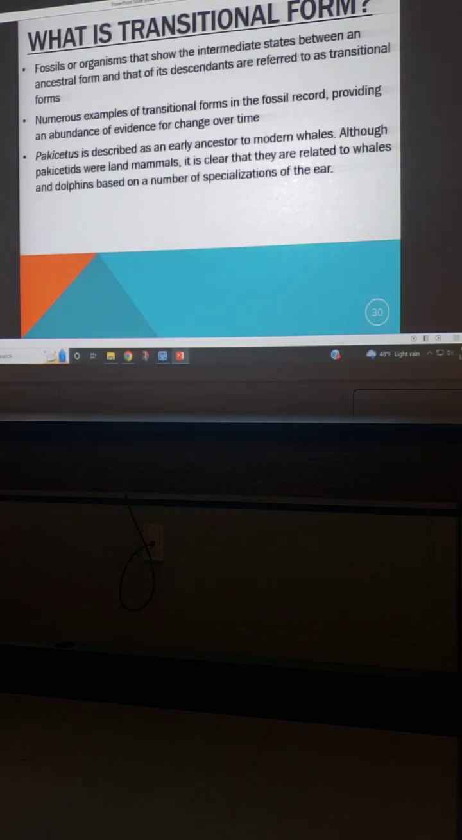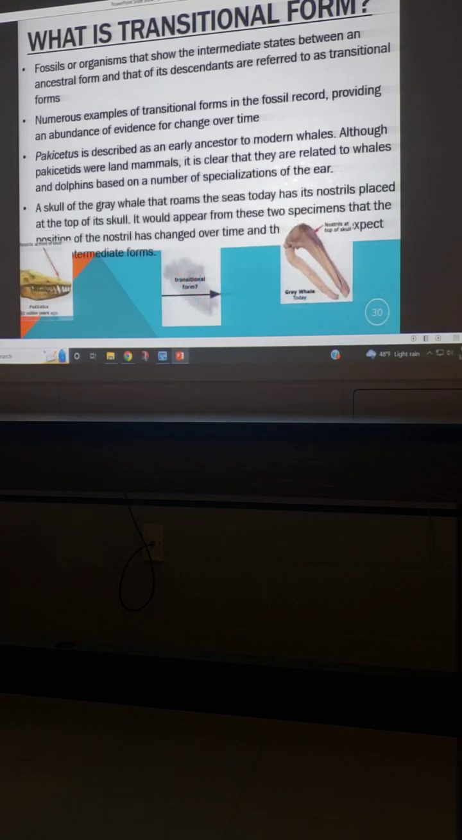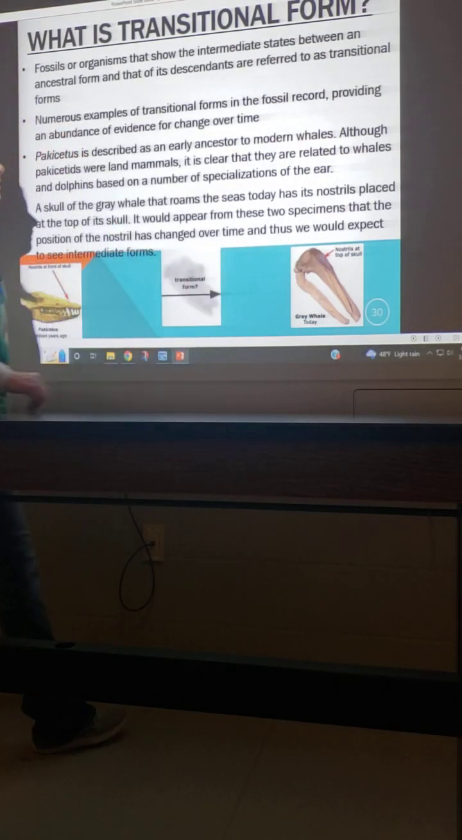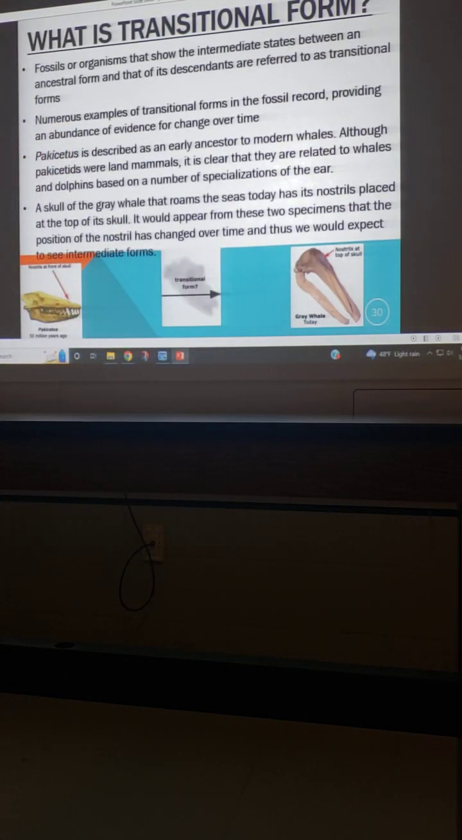So there's something called the Pakicetus, and it is an ancestor to modern whales. The Pakicetus were actually land mammals, and it's clear that they were related to whales and dolphins based on a number of specializations of the ear. Even though that picture was showing more the dolphin, that original critter we were looking at was the Pakicetus. That doesn't look like a dog. Possibly. And so we have the skull of the gray whale today, that is in our oceans. It has a nostril that's on the top of its skull.